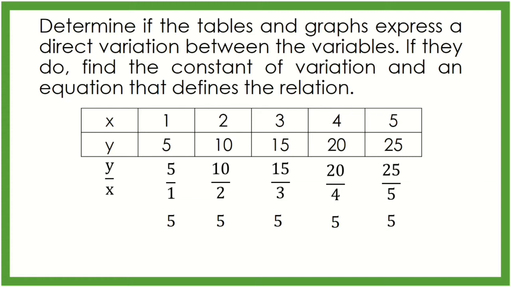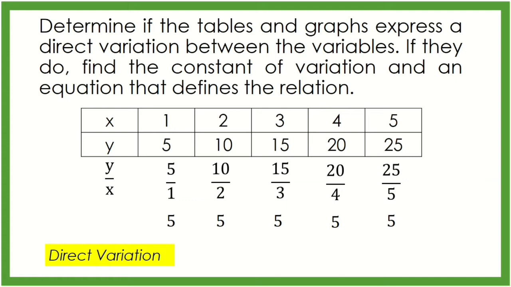As you can see, ang ratio nila ay equal sa 5. They are the same. Kapag ang nakuhang ratio ay pare-parehas, the given table of values is a direct variation. So, na-determine na natin na direct variation siya. Find the constant of variation.